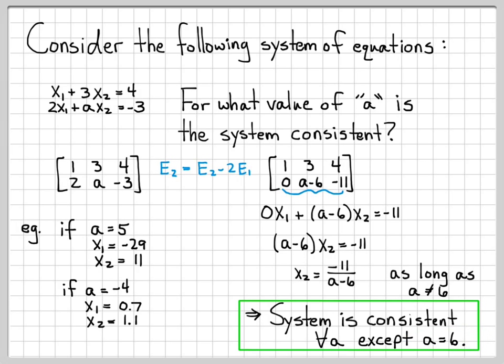So that's this problem. It's really similar to what we've done before in terms of solving systems of equations, but it was a little bit different because we had a variable that was a coefficient of one of our unknowns. In this case, it was the coefficient of the x2 unknown in the second equation. And we found out that we can solve the system of equations for all values of a except for one value, and that value was a equal to 6.